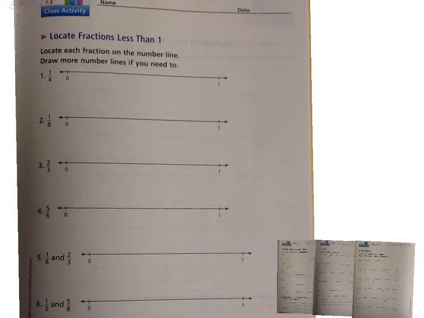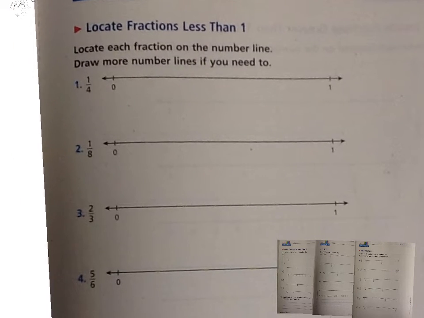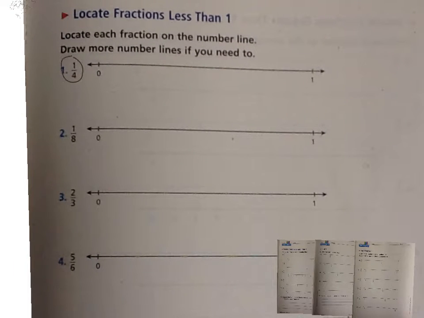Alright, anyways, let's turn to the first page, 355. We're going to locate each fraction on the number line. Draw more number lines if you need to. Okay, you've been doing this. This is actually the last couple lessons. This should be kind of easy. When there's a 1 on top, it's pretty easy. It just tells you that's a unit fraction.